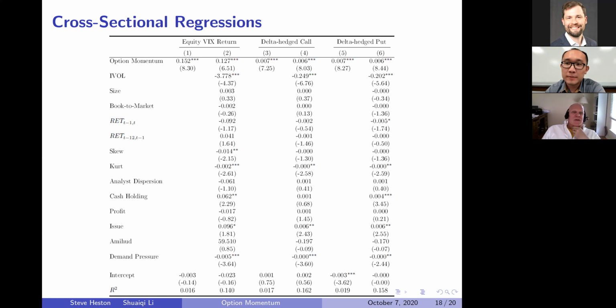Let me ask a clarifying question here. Is IVOL here idiosyncratic volatility? Yes. Okay, so that might answer Dimitri's question, which was, does stock volatility matter? But anyway, I'll let Dimitri re-ask it if he wants to. Go ahead.